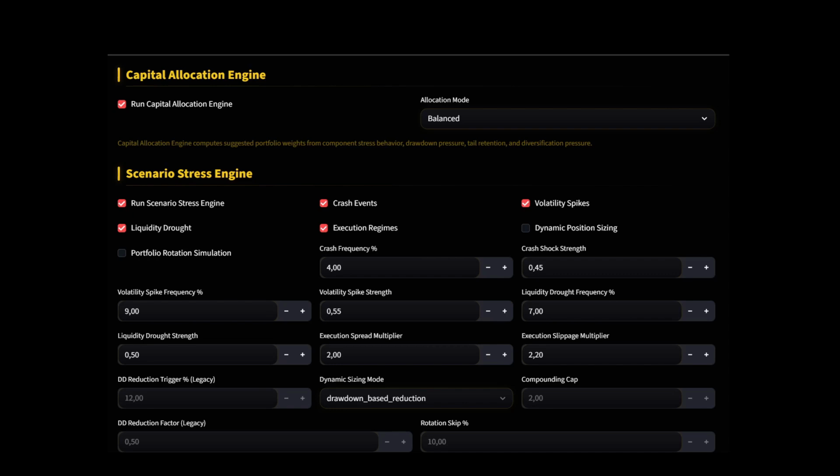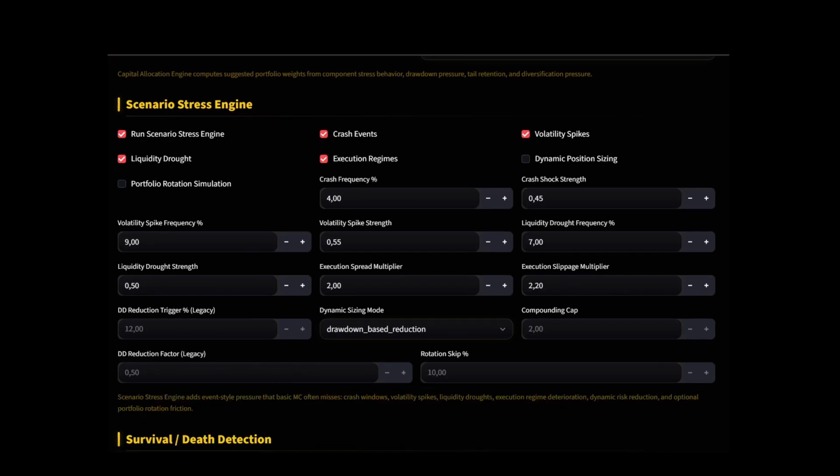DD reduction trigger and DD reduction factor control when and how much exposure is reduced. Dynamic sizing mode defines the risk reduction logic. Compounding cap limits how aggressive the simulation can become. Rotation skip adds optional portfolio rotation pressure.